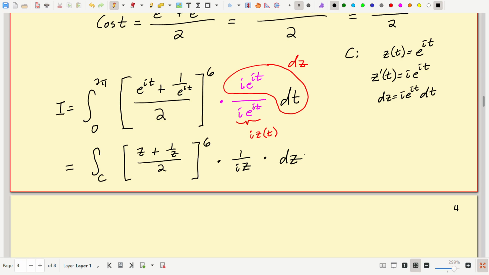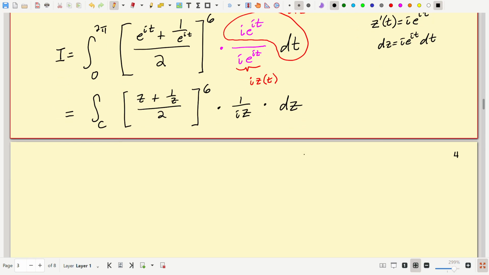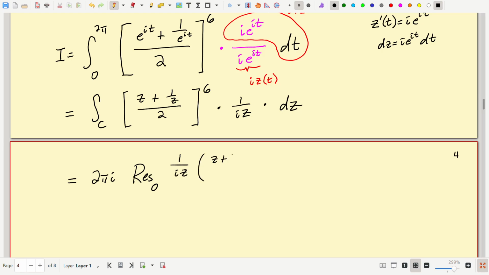And now I see I have a contour integral that I can use the residue theorem to compute. There's only one singular spot, namely the z equals 0 spot, and that's going to turn out to be a pole. So my integral is going to be 2 pi i times the residue at 0 of 1 over i times z plus 1 over z over 2 to the 6th. That turns out to be a very simple thing to calculate just using algebra.